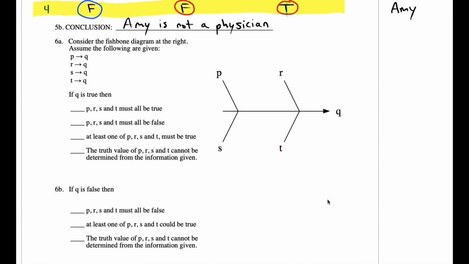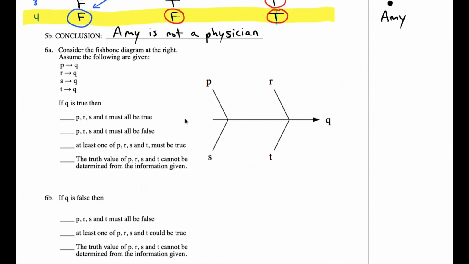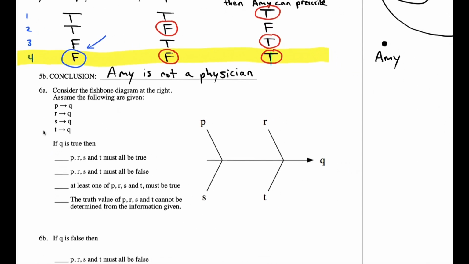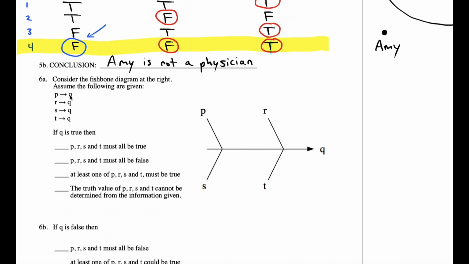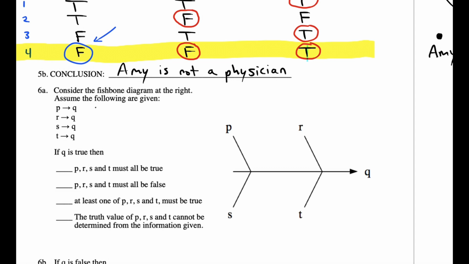It's a little bit abstract, so I'll try to apply a situation to it. Let's use Amy as an example. If we use prescribers of medicine as the Q here, notice that the problem is saying that P leads to Q, R leads to Q, S leads to Q, and T leads to Q. In words, they could be saying something like, all physicians are able to prescribe medicine. So physicians can prescribe. I feel like it's a little abstract if you don't apply a situation to it.